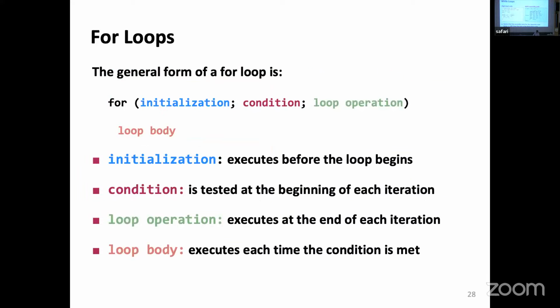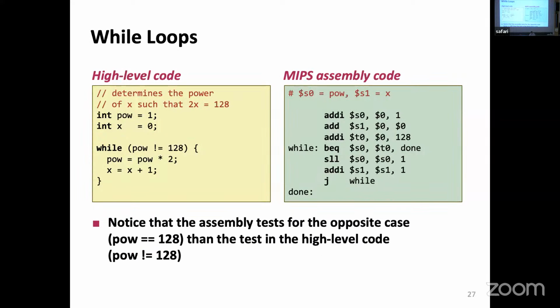The one thing that you should notice is that the assembler tests for the opposite condition. Here you are testing if you stay in the loop while they are not equal, whereas here you are trying to say, hey, if they are equal, let's get out of here. Otherwise, the jump instruction will anyway complete the loop.